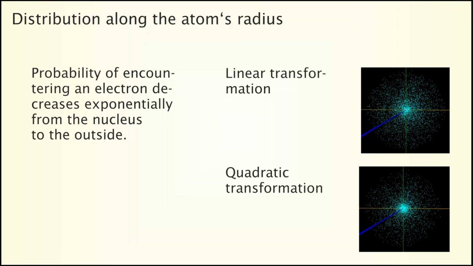In reality, the probability of encountering an electron is decreasing exponentially from the nucleus to the outside. And in order to somehow simulate this, I think the quadratic transformation is more suitable than the linear transformation. So I'm using this quadratic transformation in our case.